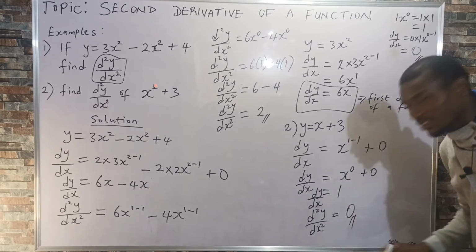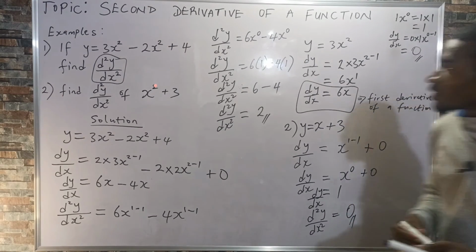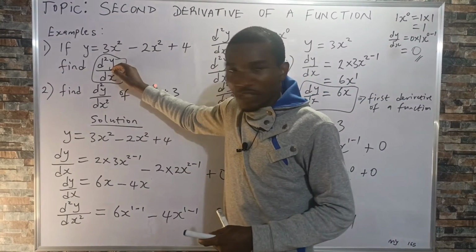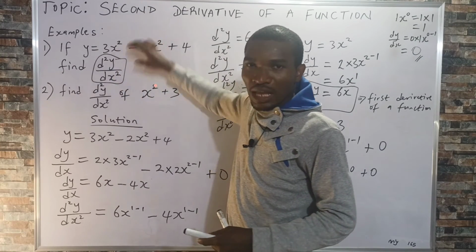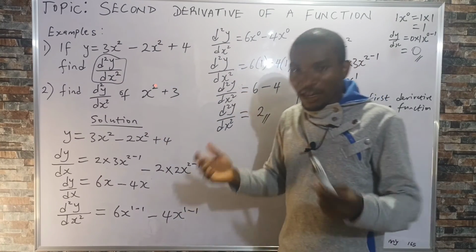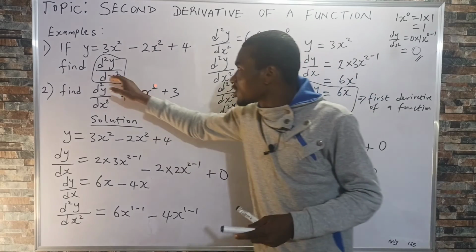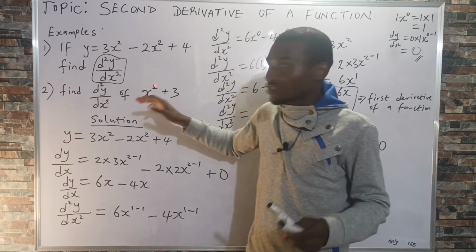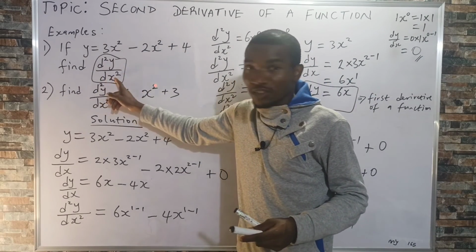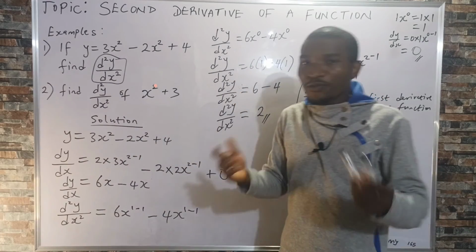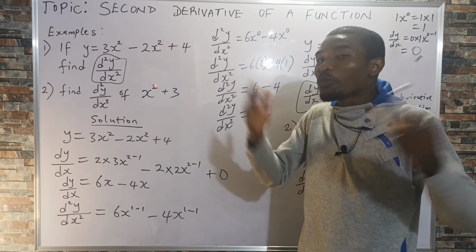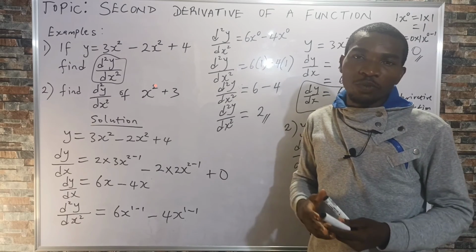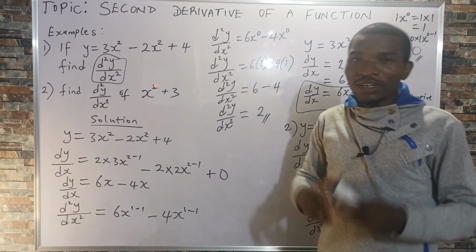So this simply shows you that it's possible to differentiate a given function as many times as possible. It's not only differentiating it on the second instance, which is d squared y over dx squared. You could as well differentiate a given function multiple times, as much as you are required to do.